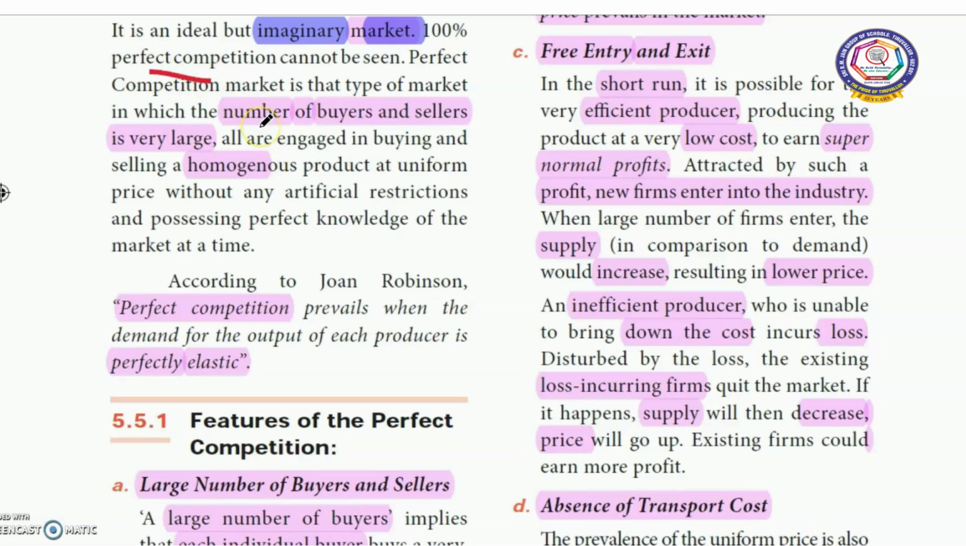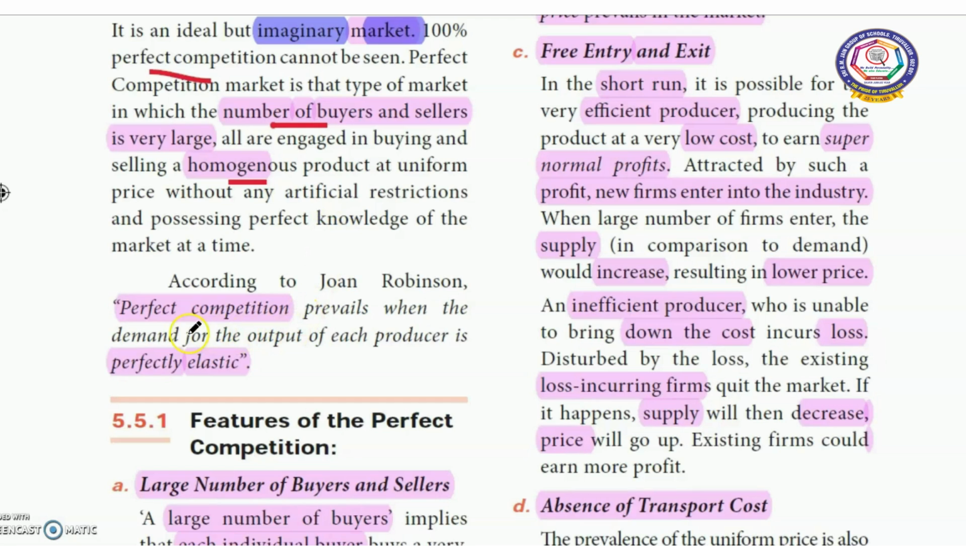So now, features of perfect competition: a large number of buyers and sellers will be there, and they are engaged in buying and selling homogeneous products, similar products at a uniform price, and they don't have any restrictions to sell their products, and they will possess perfect knowledge about the market at that time, about supply, demand, price, everything.